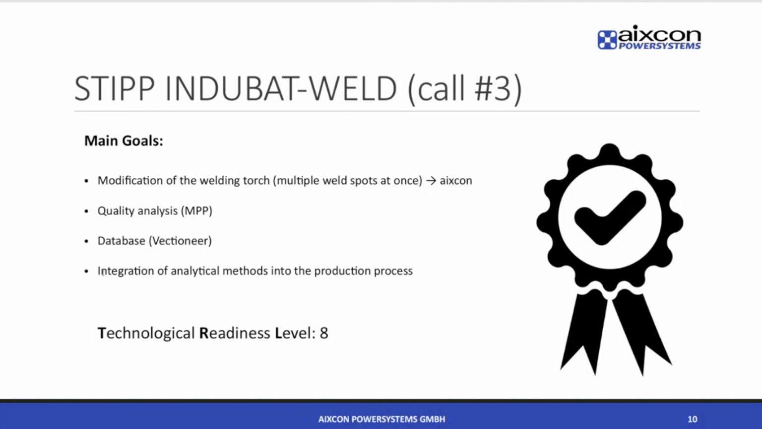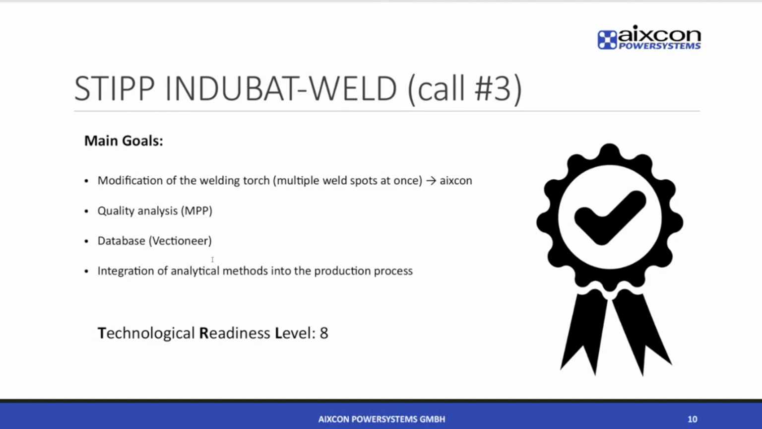Vectioneer will also integrate analytical methods into the production process. As I said, the first thing we think of is an image processing system. So the easiest way to tell something about the welding quality is to have a picture of the welding spot and see if it's a good one or a bad one.